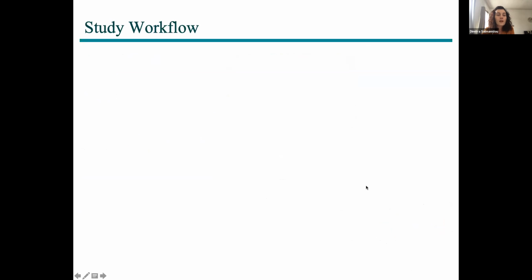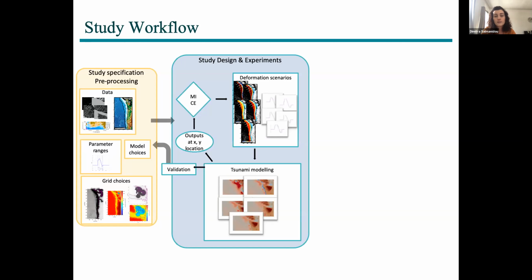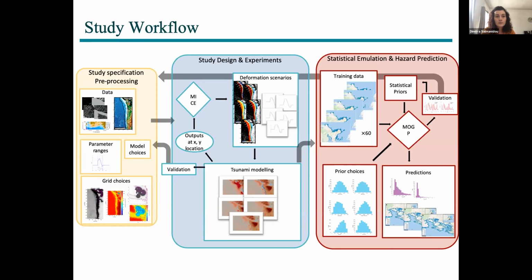So the workflow can be divided in 3 parts. The first part involves the setup of experiments, how to proceed with a study. And it's quite an important part because it can have an impact on the whole study. The second part is the study design and the numerical experimentation. And the third part that I'm going to discuss is the statistical emulation and finally the hazard prediction. So all these parts are interlinked with each other, and I'm going to discuss them in more detail in the next slides.